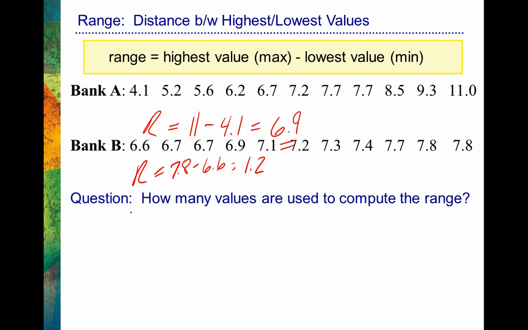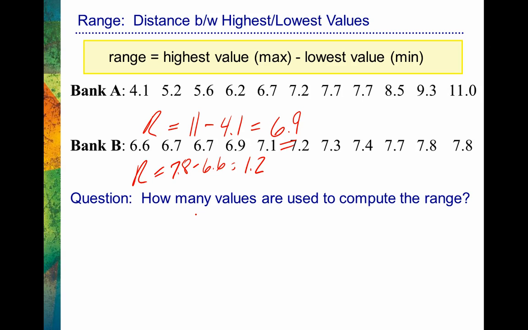So let me ask you a couple questions, because we need to evaluate how much we like the range. The range is very easy to compute, of course, but it's possible that it could have some problems that will leave us looking for another measure. How many values are used to compute the range? Well, in reality, aren't we just looking at two measures? We're just looking at the highest value and the lowest value. So there are really only two values used to compute the range.